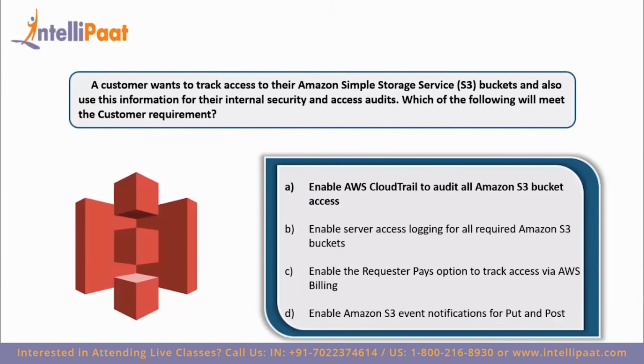And reason being, why is the answer not B? Because server access logging is actually not required when you want to deal with tracking access to the objects present in the S3 bucket. Requester pays option to access via AWS billing, again, is not required because there's a very simple feature of CloudTrail which is available to all the buckets across S3. So why not use that?